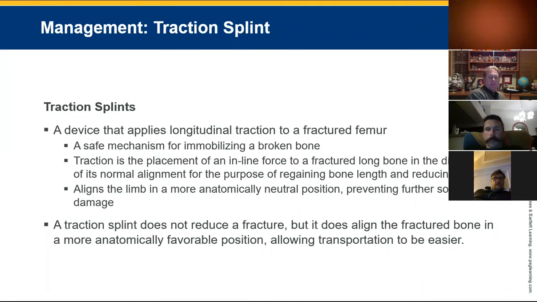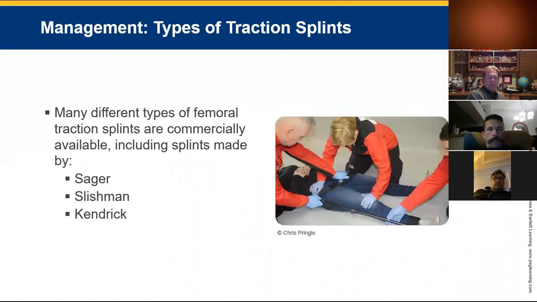So the traction splint, like he had said, we've got the newer ones. That's it right there, right? Yeah, that's it right there. And you can see it's pretty basic. If you have extendable ski poles, that's basically what it is, with two straps. So we'll keep the Sagers up there as well.